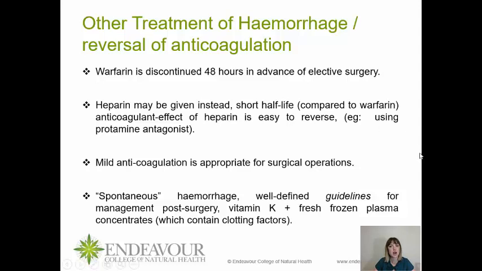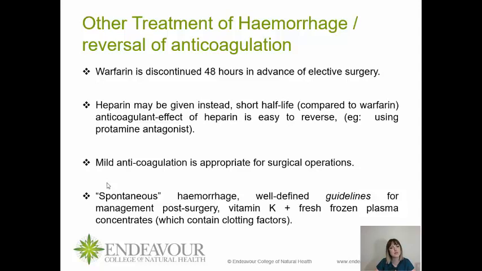You don't tend to take people entirely off anticoagulation, as they find mild anticoagulation is appropriate for surgical operations, where sometimes the danger can more be from abnormal clots forming after surgery rather than from bleeding during the surgery itself. With warfarin in particular, spontaneous hemorrhage can occur though. Having just too much of it, dropping the vitamin K in your diet, or having an interaction with another drug can suddenly lead to too much warfarin in the body and a spontaneous hemorrhage occurring. The incidence of this is such that there are very well-defined guidelines for managing these spontaneous hemorrhages.